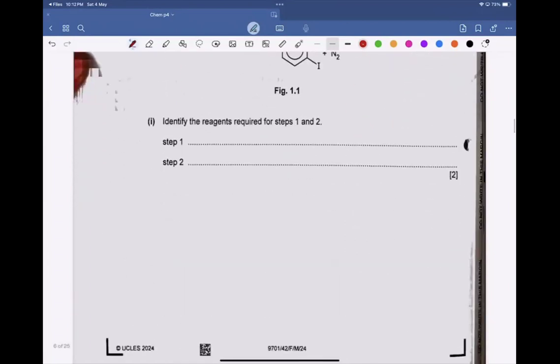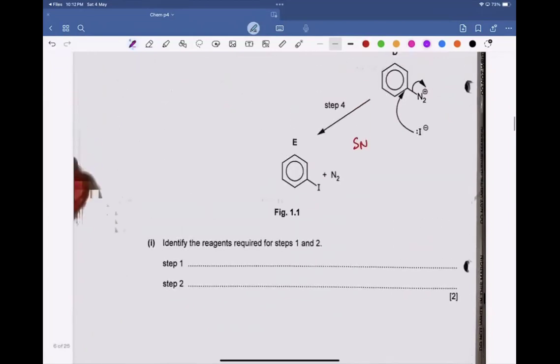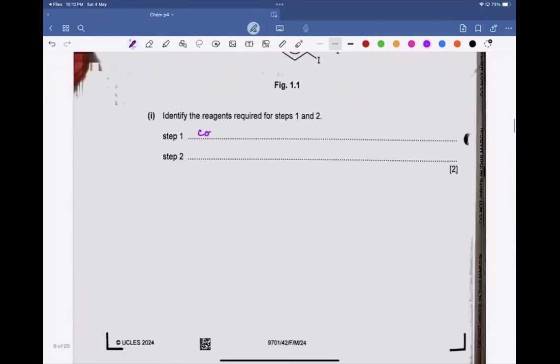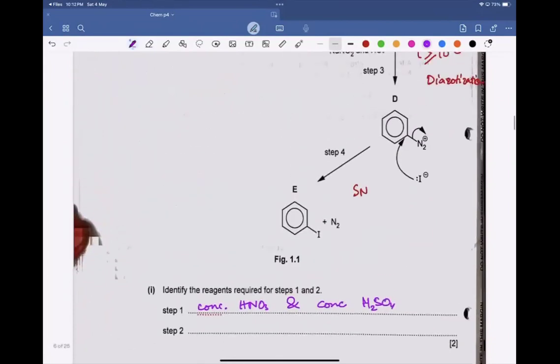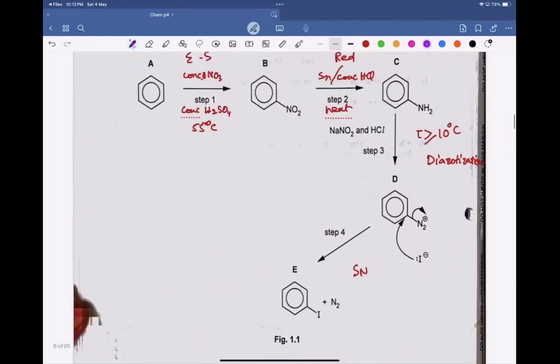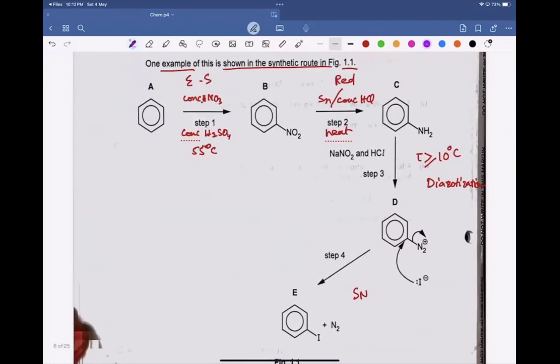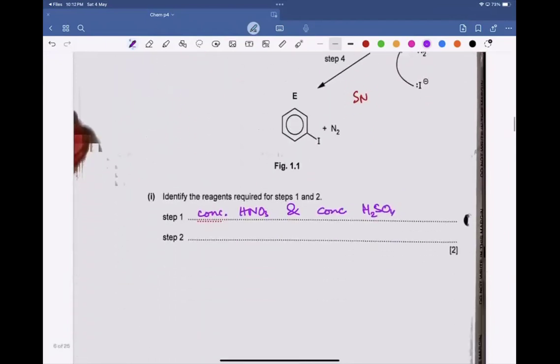Okay, identify the reagents required for step 1 and step 2. So for step 1, we required, as we have discussed, concentrated nitric acid and concentrated sulfuric acid. Now, step 2. In step 2, tin and concentrated hydrochloric acid. They didn't ask for the conditions, right? So there is no need to mention any temperature conditions or heating or pressure conditions.